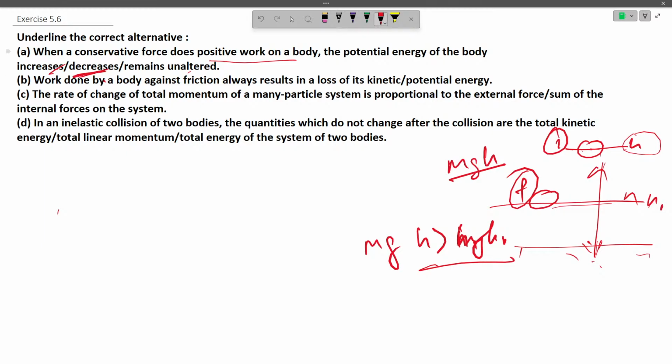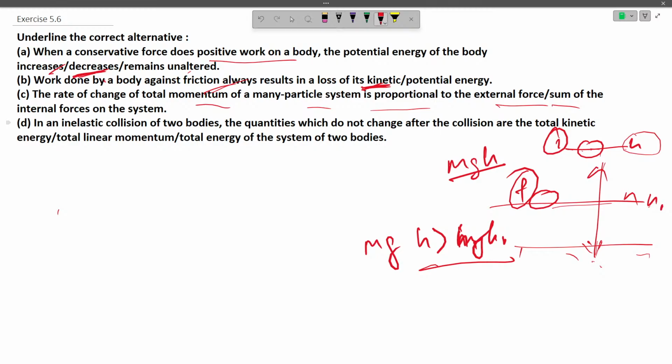Now the second question is, work done by a body against friction always results in the loss of kinetic or potential energy. Friction always acts when the body has kinetic energy. That's why the correct alternative would be kinetic energy. The rate of change of total momentum of a many particle system is proportional to the external force, sum of the internal forces of the system.